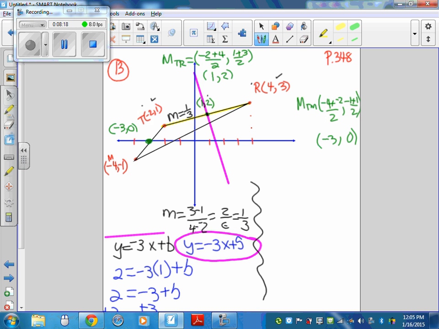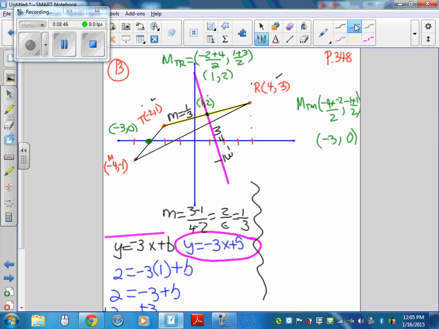Wait, where'd you get the negative 3? Because the slope of the yellow line's 1/3. So the slope of the pink line is opposite in sign, so negative, and reciprocal, negative 3 over 1, which is just negative 3. How did you get the slope of the yellow line? With the slope formula. And I'm sorry I erased it.